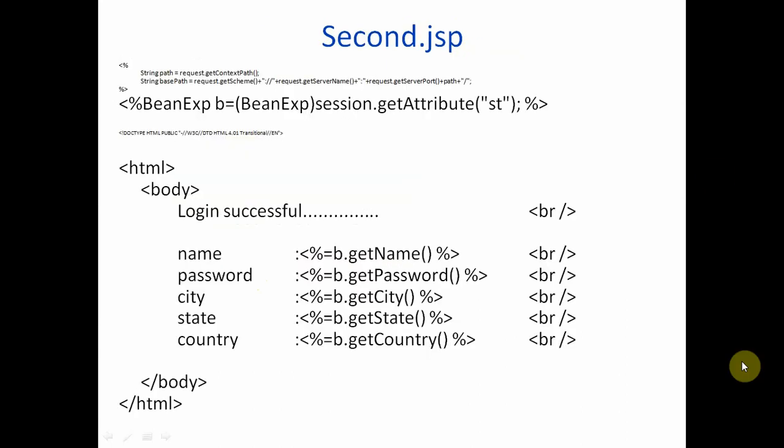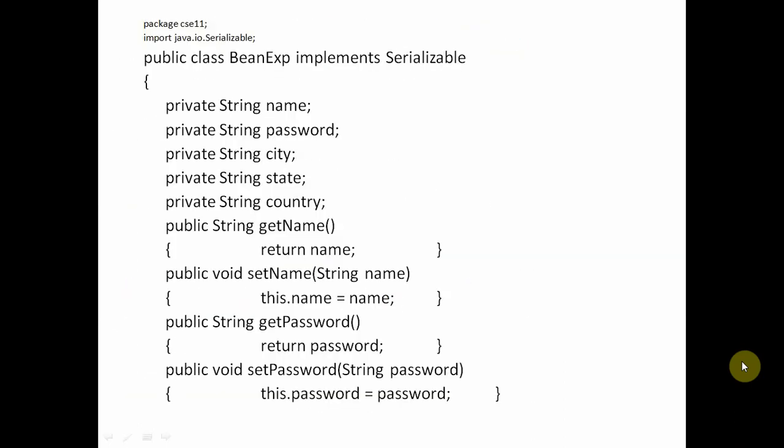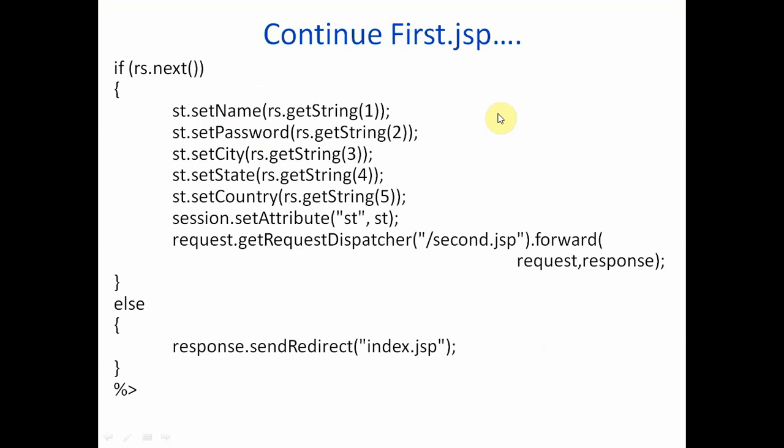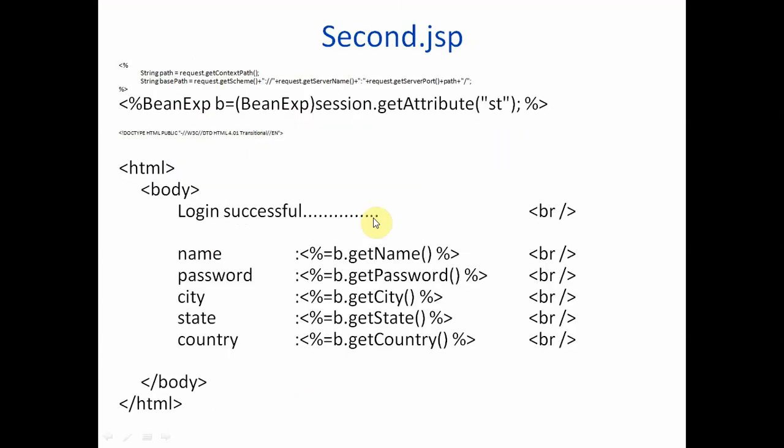Now we have this second.jsp. Again, inside second.jsp we define the object of the BeanExample class. You can see this BeanExample class is here; we have already defined and compiled it. B is the object of BeanExample, and we write session.getAttribute. In the previous program we wrote session.setAttribute, while in second.jsp we write session.getAttribute with st, and BeanExample is the object.